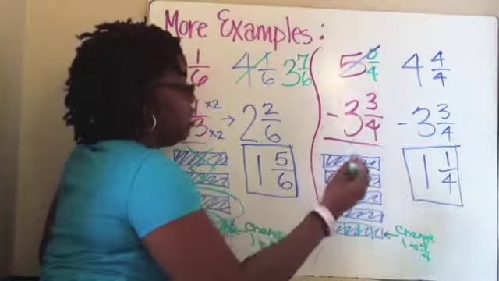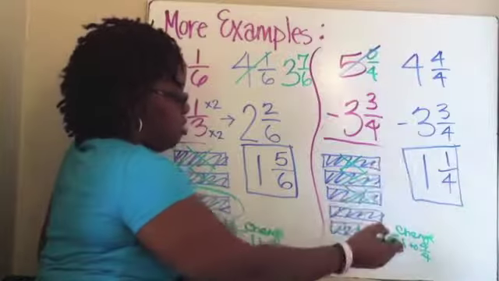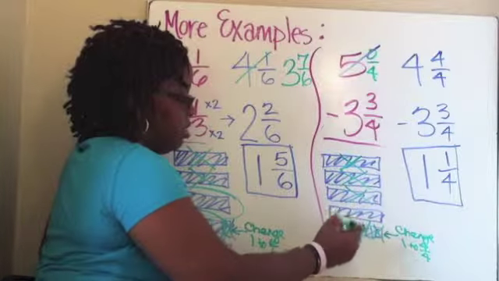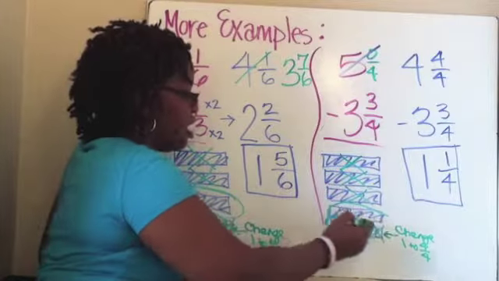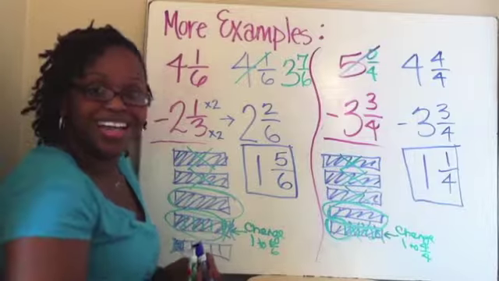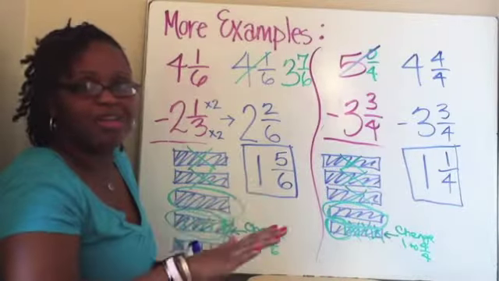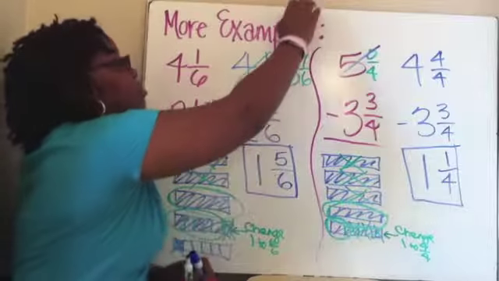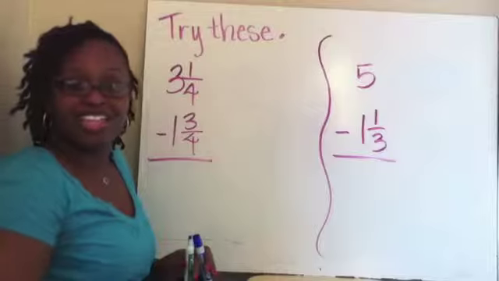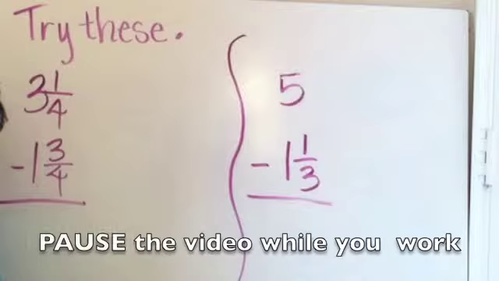So let's take away 3 wholes. 1, 2, 3, and then 3/4. So 1, 2, 3. And so if I look at my picture, I got one little piece there and 1 whole. So that's 1 and 1/4. All right? So hopefully you're following along. If you need to, remember, go back, rewind, rework them if you need to. If you're feeling good and confident about that, I want you to try these next 2 examples on your own. So go ahead and pause the video while you do that.